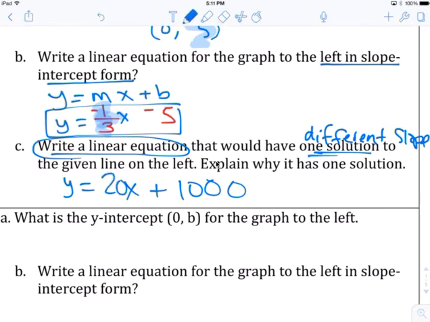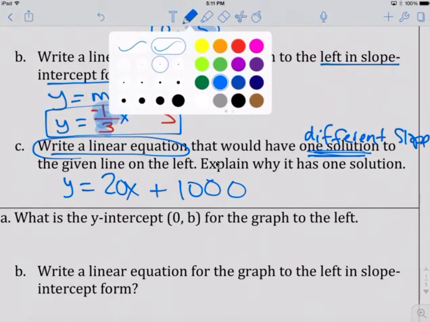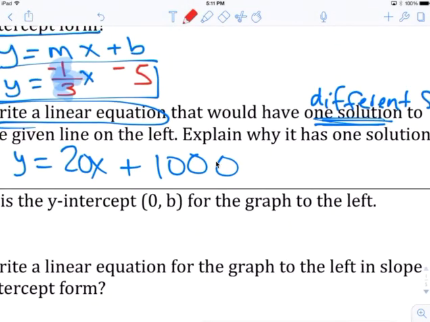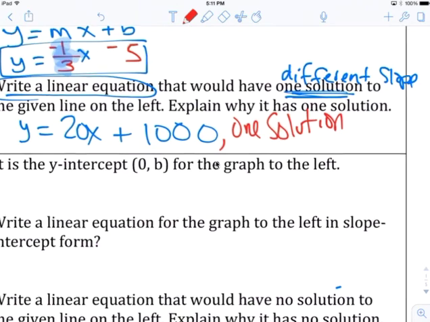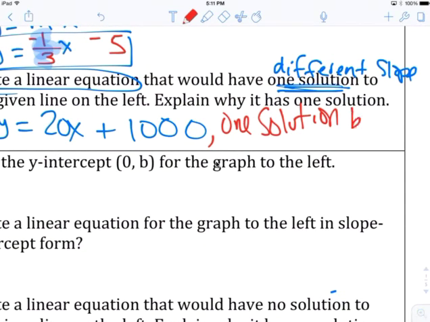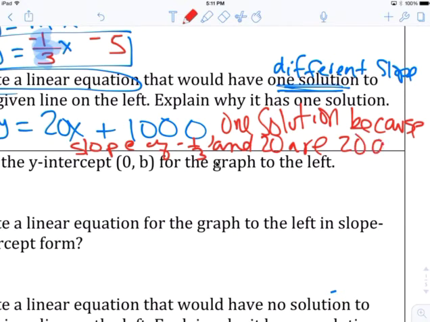The reason it's one solution is that the slope is different and the y-intercept doesn't matter. One solution because the slopes of -1/3 and 20 are different. That's what I'm looking for on your test tomorrow.